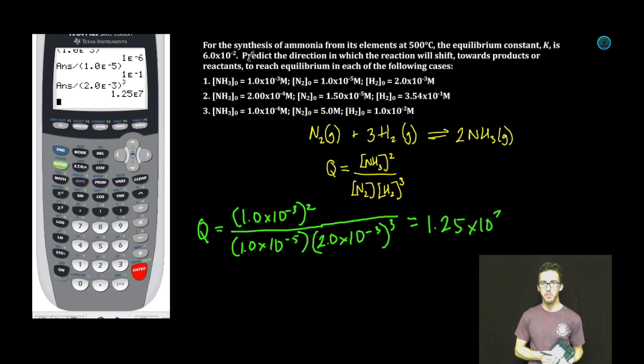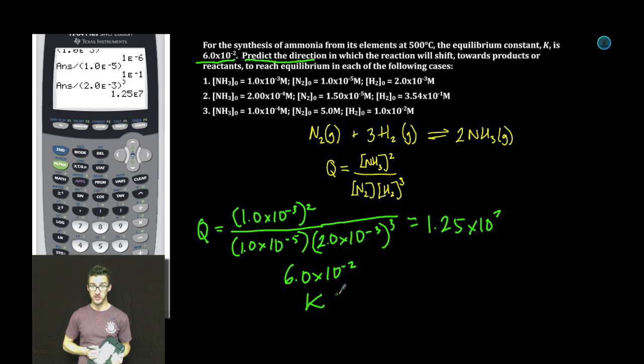Now we need to predict the direction. We always want to compare Q to K in alphabetical order. My K value is 6.0 times 10 to the minus 2. That is my K value. I'm comparing that to my Q value of 1.25 times 10 to the 7th. Again, I'm doing it in alpha order, K compared to Q.